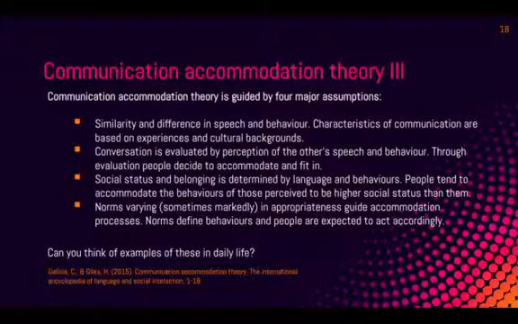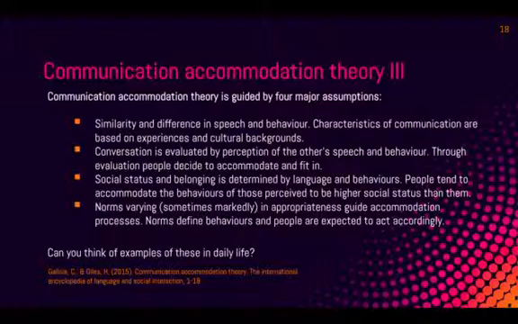Communication accommodation theory is guided by four major assumptions in these processes. First, similarity and difference in speech and behavior: characteristics of communication are based on experiences and cultural backgrounds. Because in accommodating we're trying to identify similarity and minimize difference, we draw on experience and cultural backgrounds to do this. Second, conversation is evaluated by perception of the other's speech and behavior. Through evaluation, people decide to accommodate and fit in. So there's a process of evaluation, and we draw on experience and cultural backgrounds to decide whether we're going to converge or diverge.